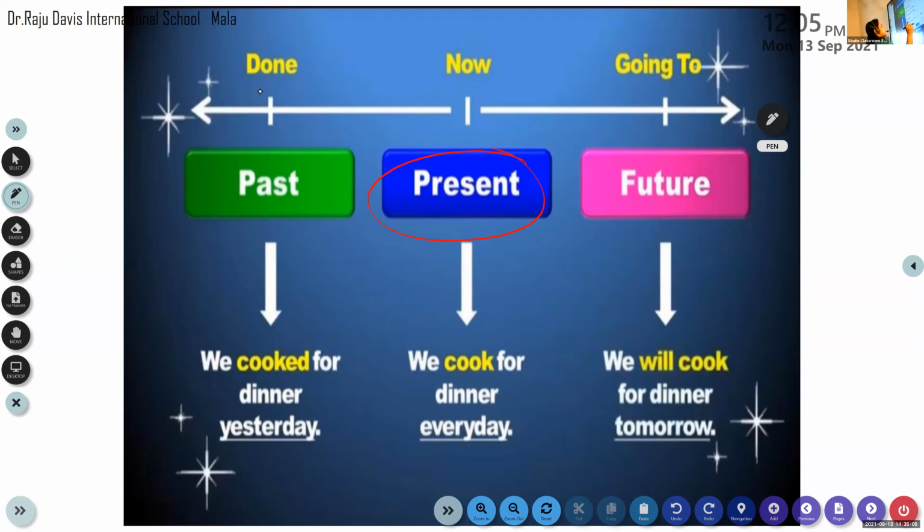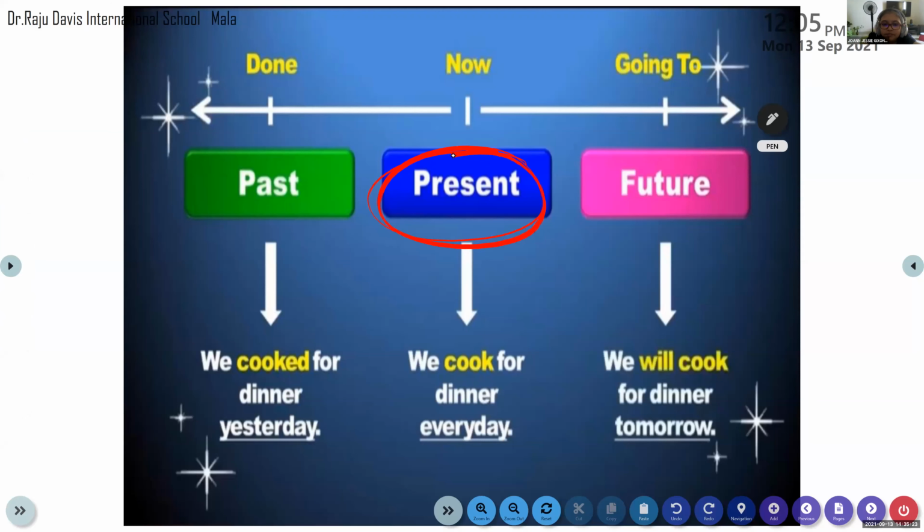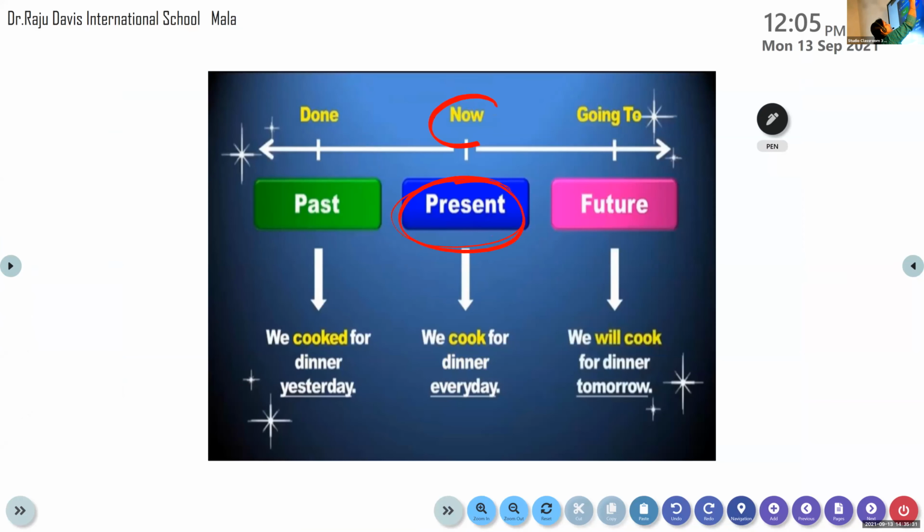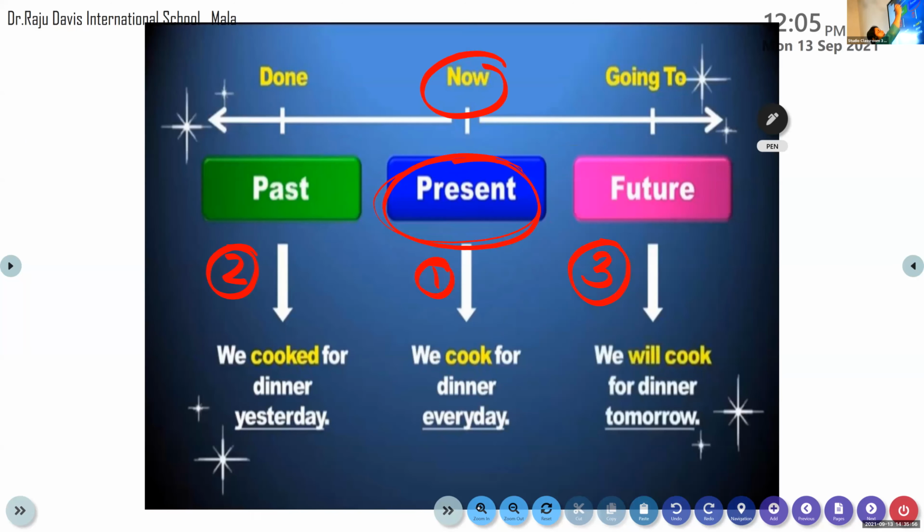The first tense is the present tense. Is that clear to all of you? Yes. The present tense tells us or indicates what is happening now. Okay, so I've told you in English there are 3 main tenses. The first one is the present tense, the second is the past tense, and the third is the future tense. Clear? The present tense indicates what is happening now, at the present moment.